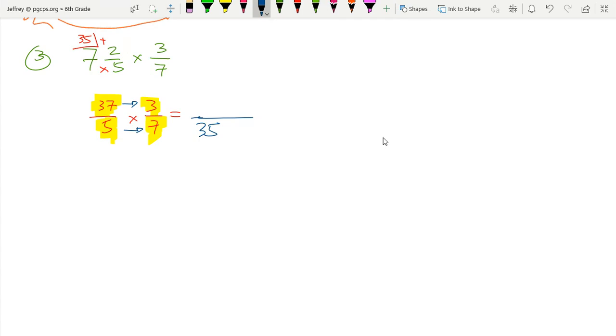And what is 37 times 3? So we do 37 times 3. 3 times 7 is 21. 3 times 3 is 9 plus 2. That's going to be 11. So our numerator is 111 over 35.